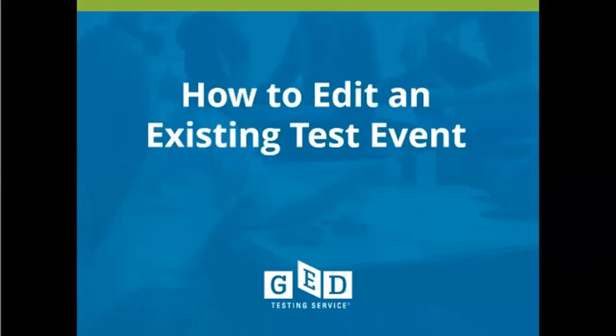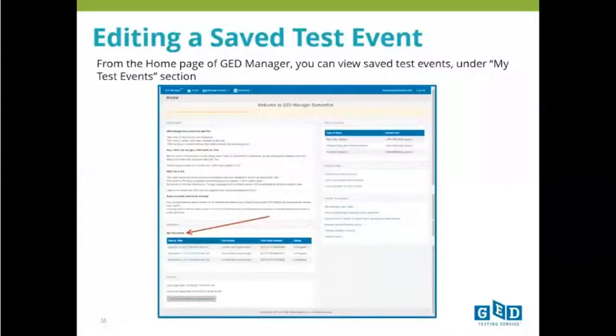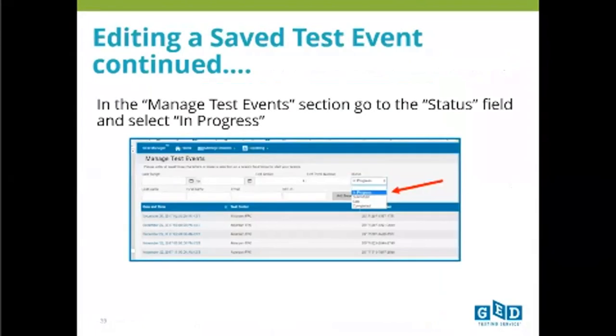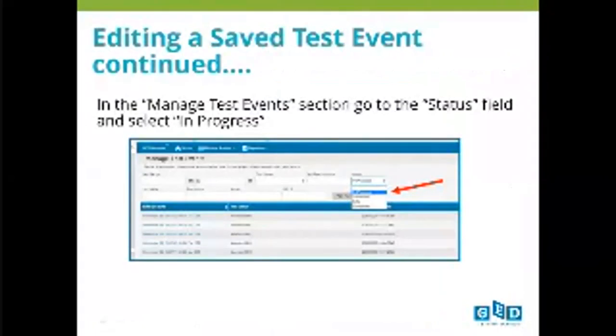How to edit an existing test event. From the homepage of GED Manager, you can view the saved test events under the My Test Events section. In the Manage Test Events section, you can go to the status field and select In Progress.